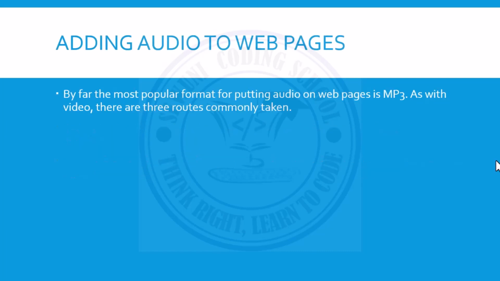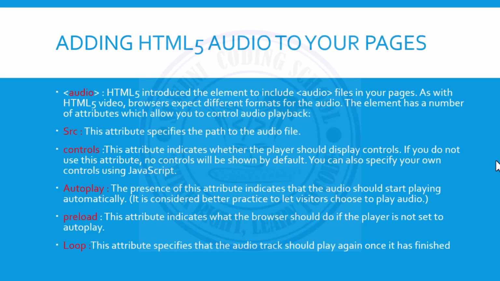Now let's go to audio. Adding audio to web pages. By far the most popular format for putting audio on a web page is MP3. MP3 is the best format in which one can send an audio file. As in video, there are 3 routes commonly taken. First, audio also has an element called audio, which is supported by HTML5. It has an attribute of source, src. The source specifies the path of the audio file.